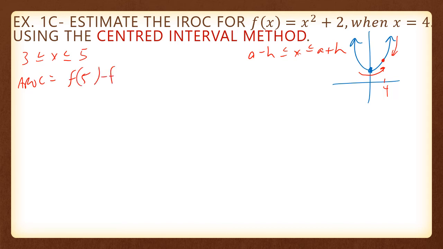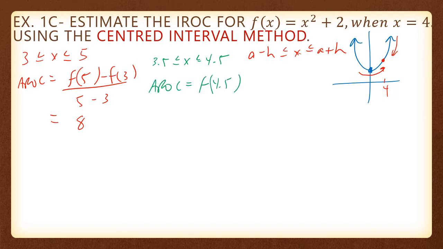IROC equals, back to all this fun calculator work, should get 8. Let's get a little bit closer to 4 from each side. 3.5 and 4.5. Again, 4 is definitely in the middle of those two numbers, in the center. IROC equals f of 4.5 minus f of 3.5 all over 4.5 minus 3.5. And we get 8 again. This is good.